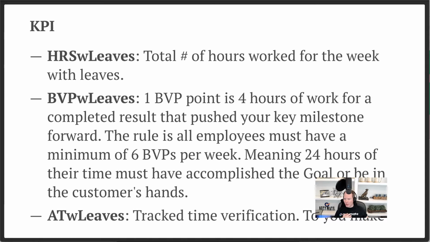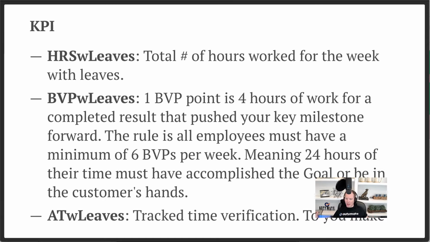1 business value point is 4 hours of work for a completed result that pushes your key milestone forward. The rule is all employees must have a minimum of 6 business value points per week, meaning 24 hours of your time must have accomplished the goal or be in the customer's hands. So if you're working on a project and it's not in the customer's hands, well, there's no business value until it's in the customer's hands. Once it's in the customer's hands, then you get those points.